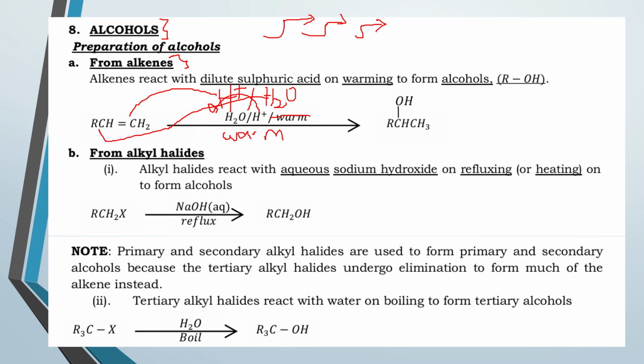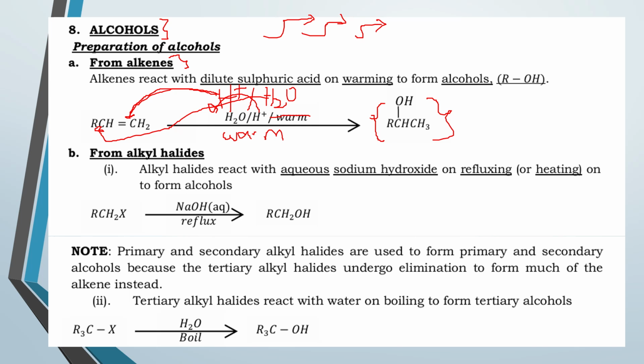So we follow Markovnikov's rule. This hydrogen ion from the acid goes to the carbon atom with the greater number of hydrogen atoms. And then the water molecule comes to the second carbon atom, and then we end up with the following product. And we explain this in detail under alkenes.